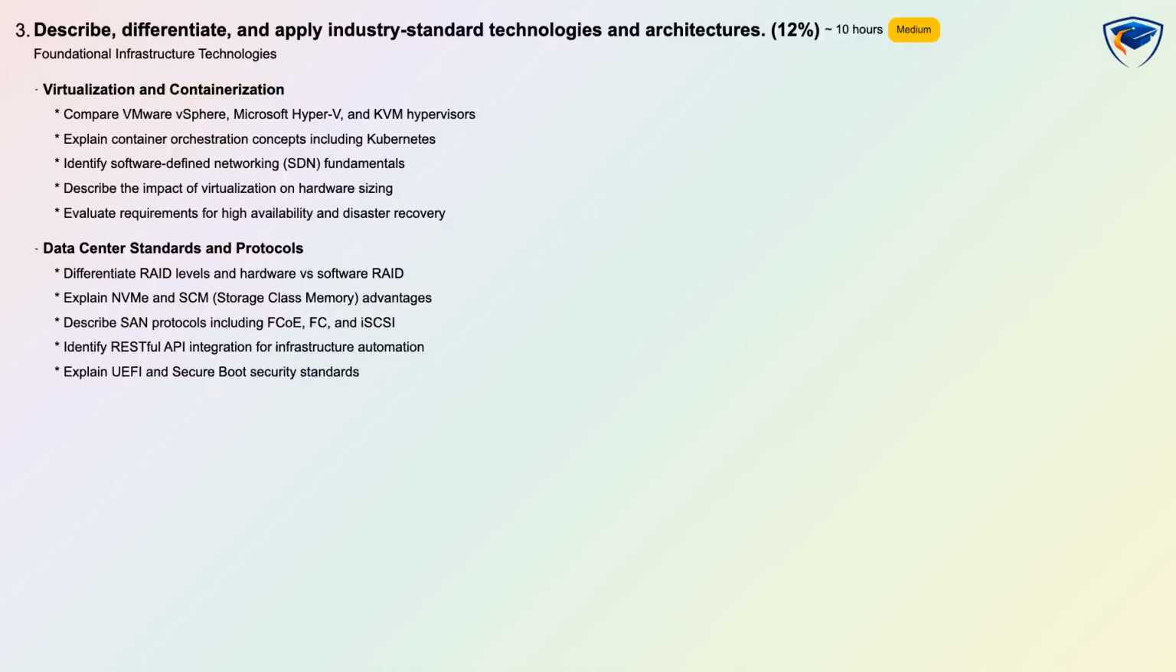Domain 3 is Describe, differentiate, and apply industry standard technologies and architectures, weighted 12%, focus foundational infrastructure technologies, difficulty medium, with estimated learning time 10 hours and assessment type conceptual plus scenario based. You will compare hypervisors such as VMware vSphere, Microsoft Hyper-V and KVM, and understand container orchestration concepts including Kubernetes and SDN fundamentals. The domain explains how virtualization affects hardware sizing and covers high availability and disaster recovery requirements.